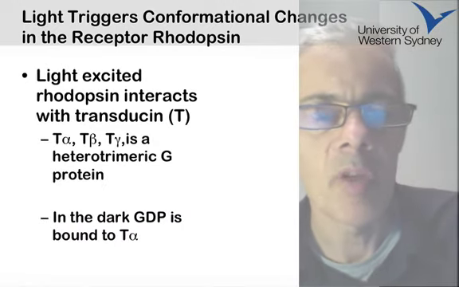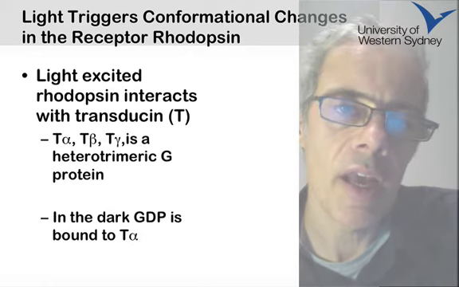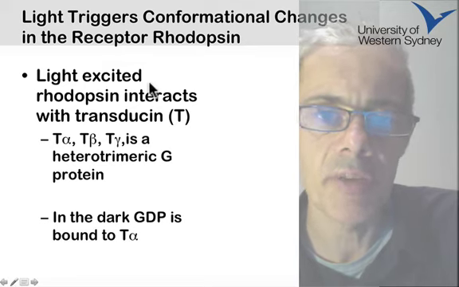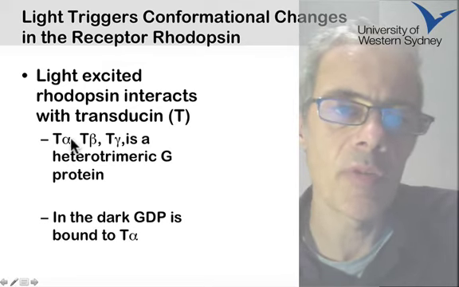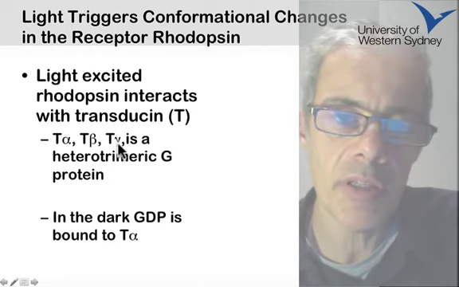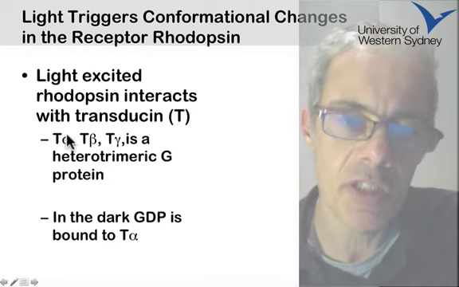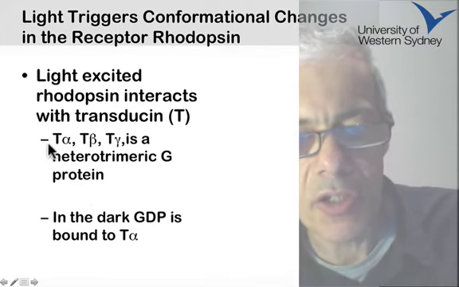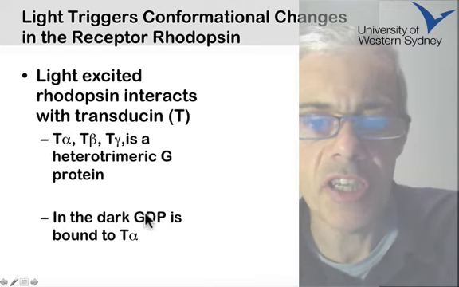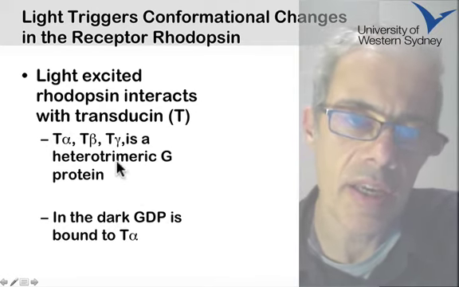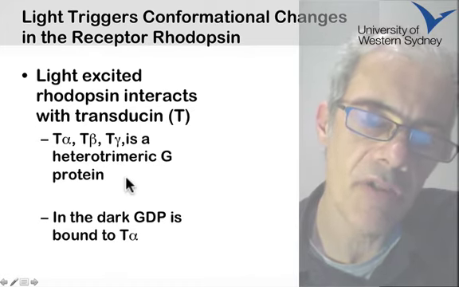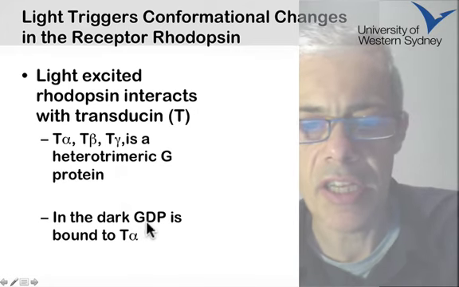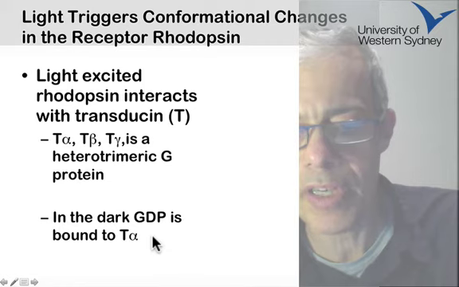So the receptor is bound to a heterotrimeric G protein complex. Now this is referred to as transducin. Now transducin is made up of alpha, beta and gamma subunits, and it's the alpha subunit which is a G protein. So in the dark, the transducin alpha is bound to GDP. And when light hits, conformational change happens in the receptor, which activates the receptor to exchange the GDP of the heterotrimeric G protein into GTP.